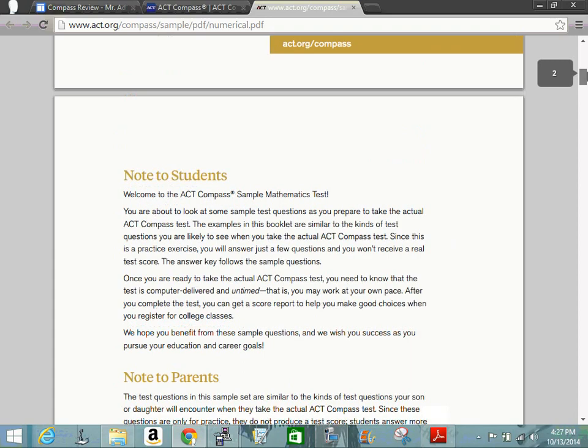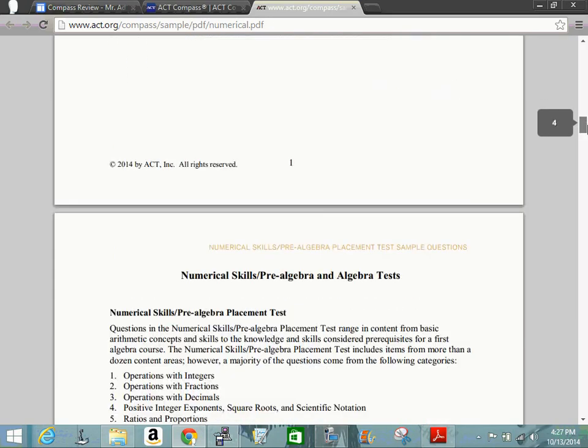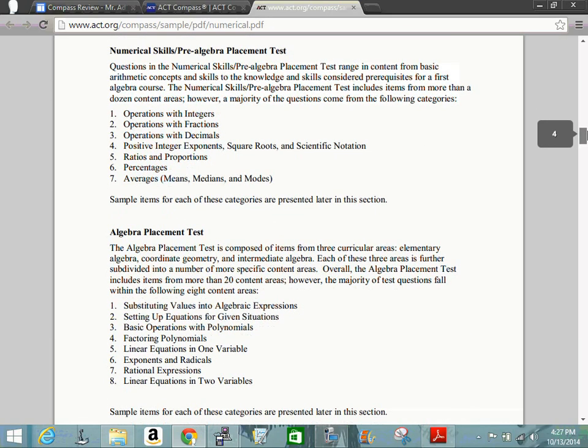So there's two parts. There's a pre-algebra part, which is this one here. It's numerical skills and pre-algebra. So that's just the regular numbers. And then A1, A2, A3, A4, those are all the algebra placement test.